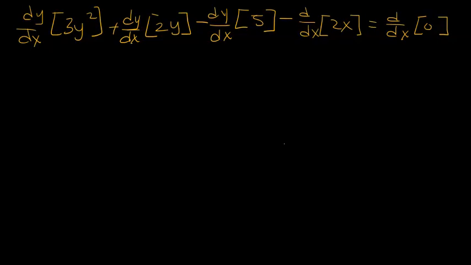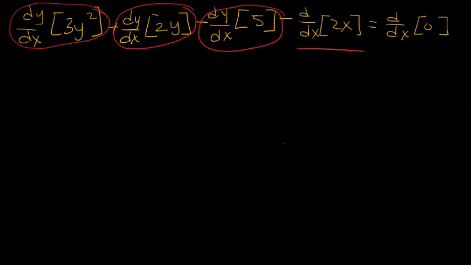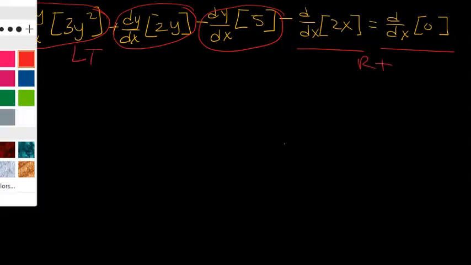So my next step is to take all the dy dx and put them together, and everything that's not dy dx is going to go on the other side. So this is dy dx, this is dy dx, this is dy dx. This is not, this is not. So these are all going to go on the right. These are all going to stay on the left.